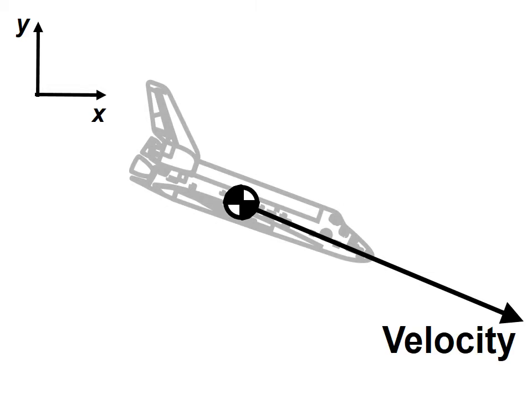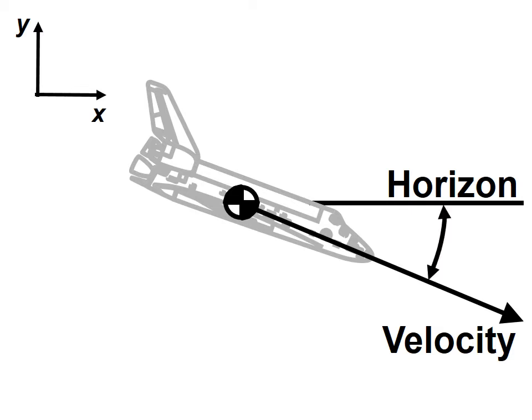Now we draw the appropriate geometry of the problem. First, we show the shuttle's velocity vector as an arrow. Next, we show the horizon and the angle between the velocity vector and the horizon. We call the angle the flight path angle and give it the symbol gamma.